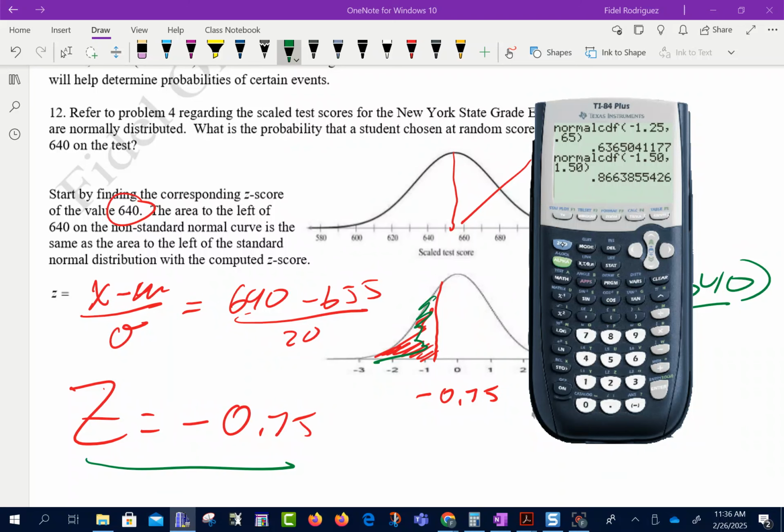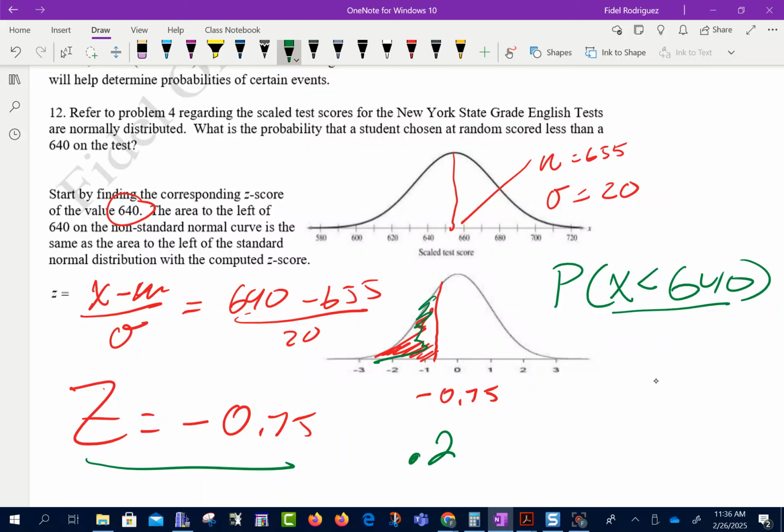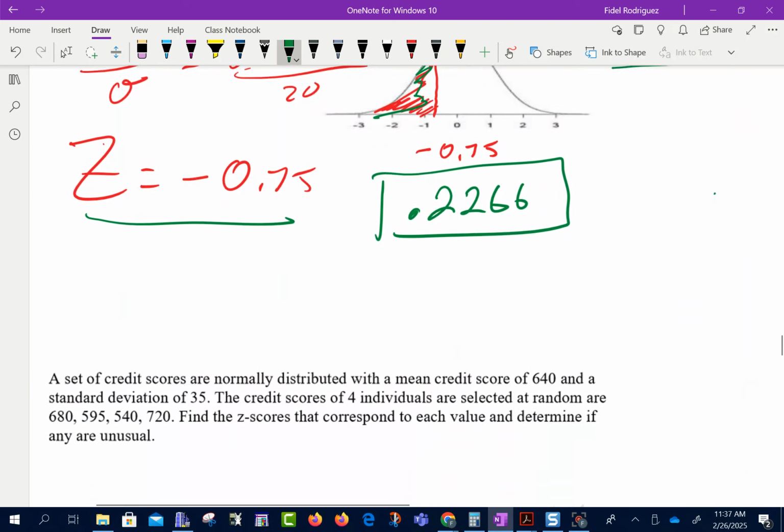So again, my friends, I'm going to come back second bars. Second bars, normal CDF, negative 5,000, all the way to the left, comma, negative 0.75. Close that off, hit enter. And I'm coming up with 0.2266. So the probability that somebody is going to make less than a 640, not very probable, right? 0.2266.